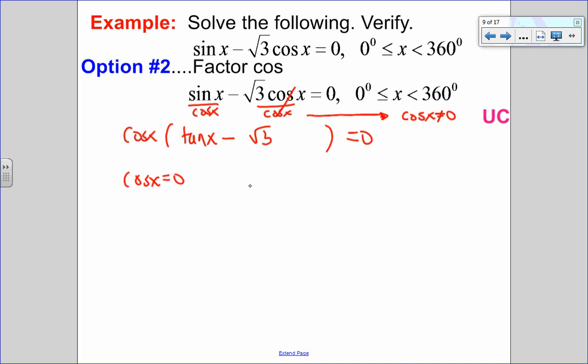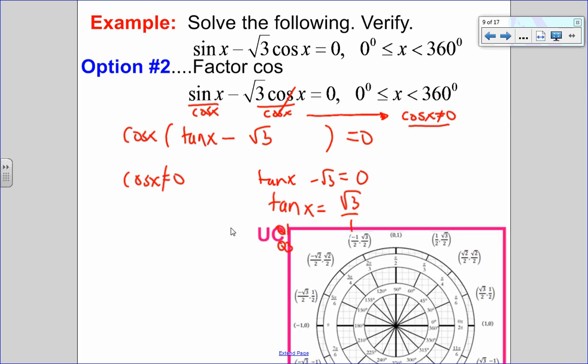So cos x equals 0, or tan x minus root 3 equals 0. So we already said cos x can't be 0, so I know there's no solution there. And here I'll add root 3 to both sides to get tan of x equals root 3. So to help you find the solutions there, let's just make it over 1, so it's easier to find on the unit circle. Now tan is positive in quadrants number 1 and 3, and we're looking for root 3 over 1. I bet you're going to have the same solutions that we did for cotan, because cotan was 1 over root 3, so it really should be the same. But let's just double check.